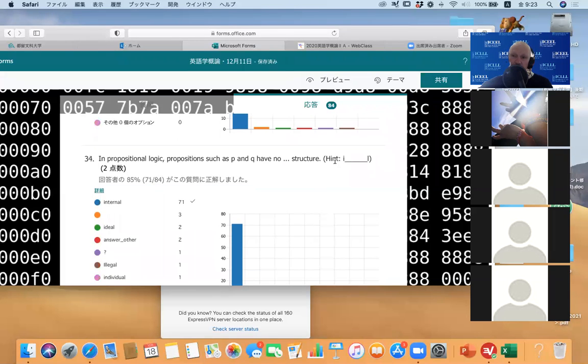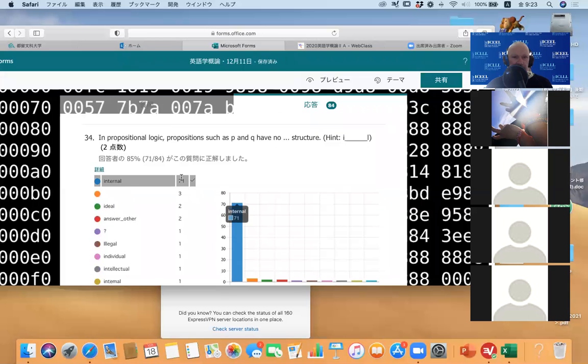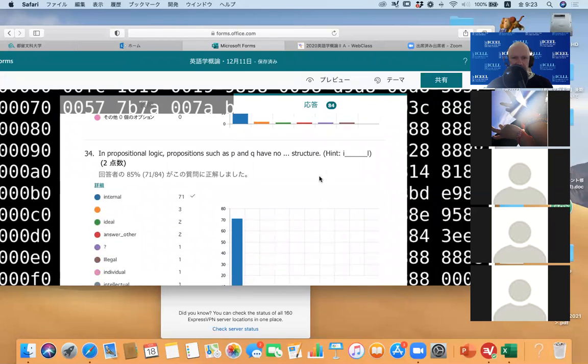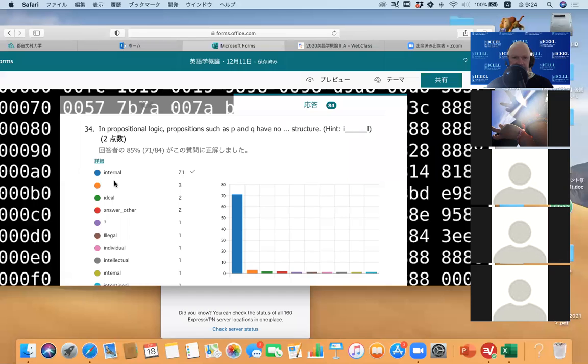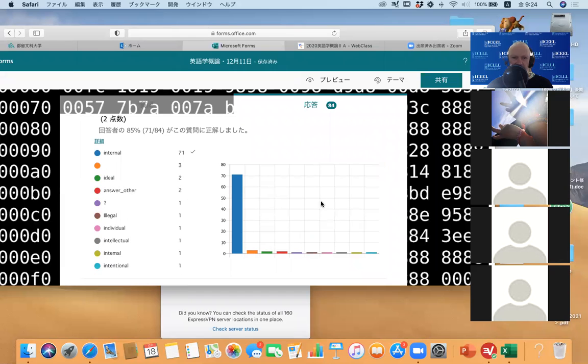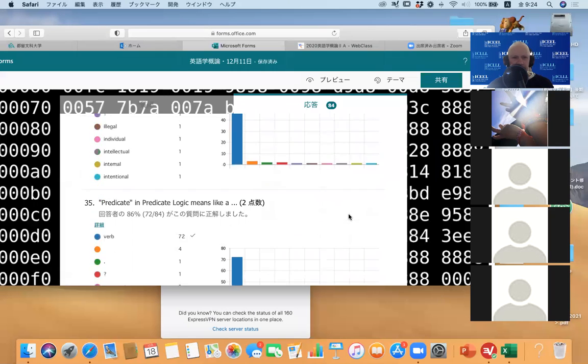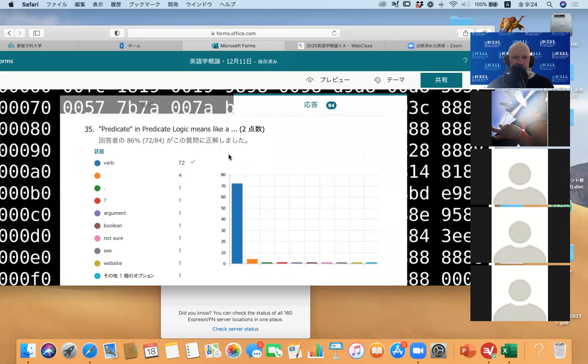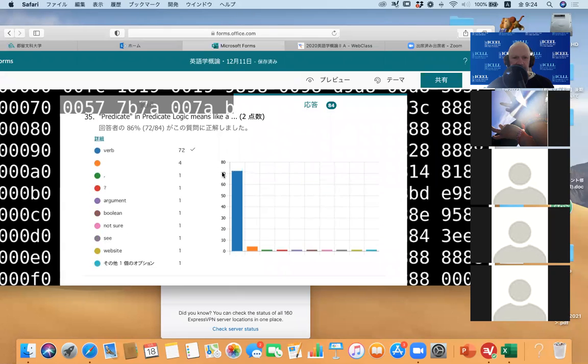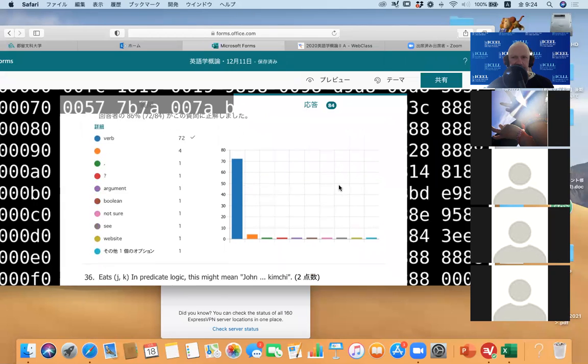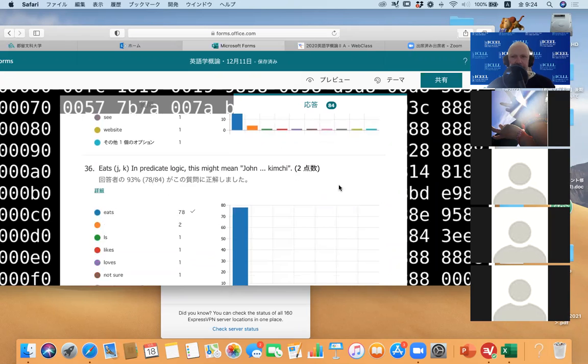Now, but this is at the root of computer science and semantics. In propositional logic, propositions such as P and Q have no internal structure. Very good. Yes, got the hint. Well done. Ideal structure. Good guess, but no. Illegal structure. Like that. It's good. No. Predicate in logic means like a verb. Very good. Like a Boolean. Nice. Okay, we'll be covering some of that again today.